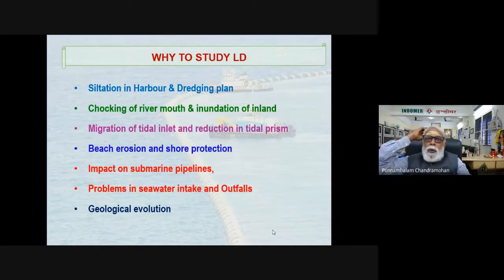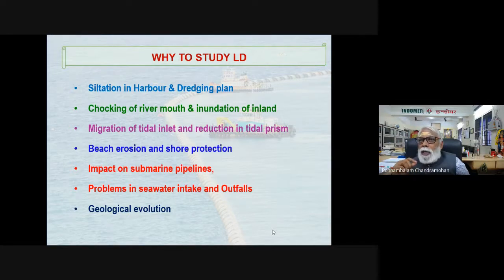And why should one know the littoral drift? Unless a person is working very close to the coastline, many of the people who are studying offshore will not know the importance of the littoral drift. They will question why we have to study it. It is a very important physical process we should know when you want to plan a port, to see first of all whether that place is suitable for developing the port. Apart from the environment, you will have more problems due to the littoral drift.